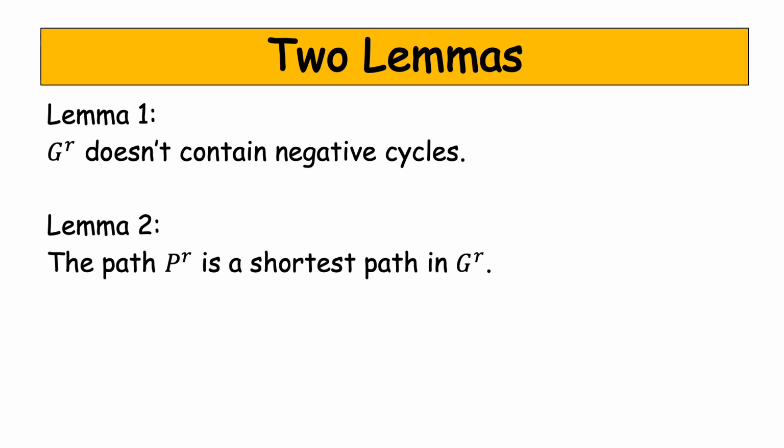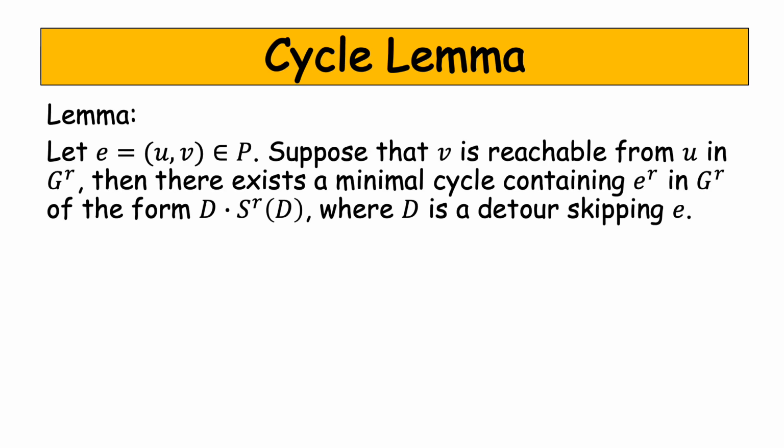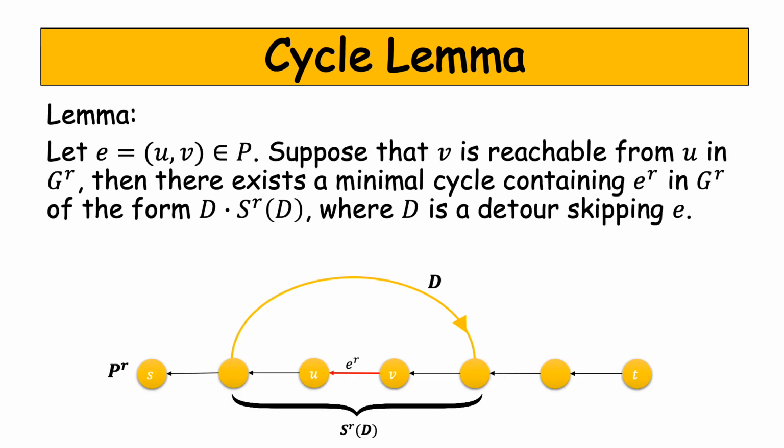So I'm not going to prove those two lemmas because we are short in time. So we will take them as they are. Yet we will prove the following lemma. Let E be an edge in the path P equal to UV. Suppose that V is reachable from U in GR. Then there exists a minimal cycle containing ER in GR of the form of concatenation of D and the path that is skipped by D, which is SRD, where D is the detour skipping E.